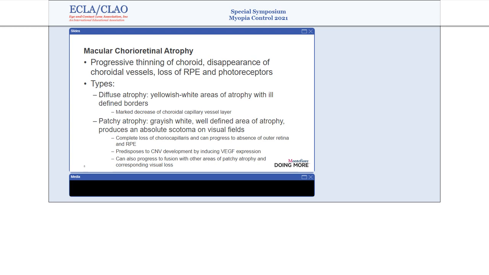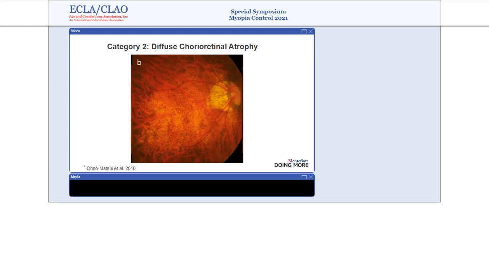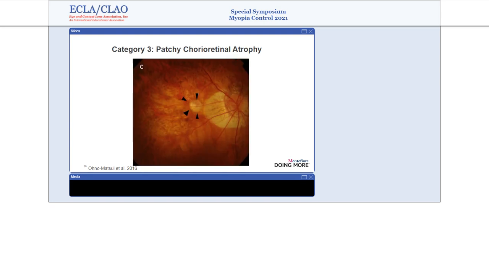Then we have category 2 and 3, which is chorioretinal atrophy. We have diffuse and patchy. This is an example of diffuse chorioretinal atrophy, and you can see it's ill-defined, yellow-whitish, and you have this characteristic appearance due to marked thinning of the choroid. In contrast, you have category 3, which is more defined. It's these whitish grayish lesions you can see demonstrated by the arrowheads here. This is complete loss of the choroid, and it can lead to progression of loss of the outer retina and RPE, and this corresponds to an absolute scotoma. This can predispose to CNV.